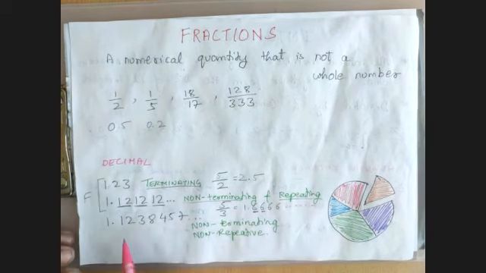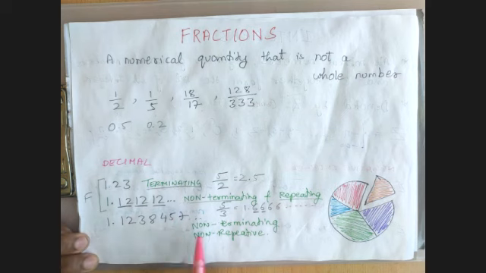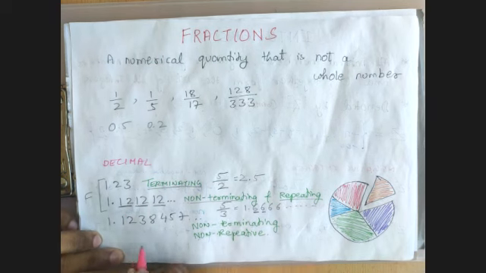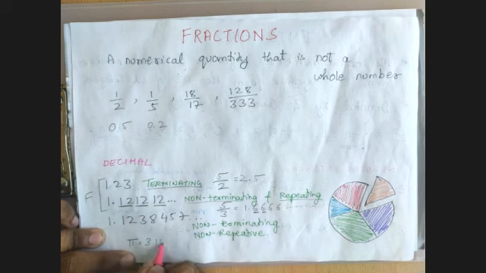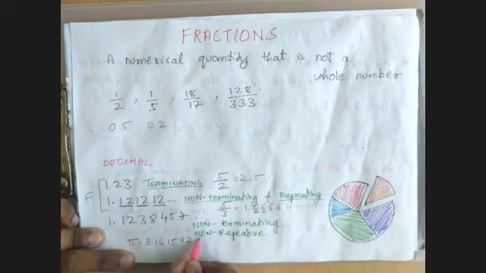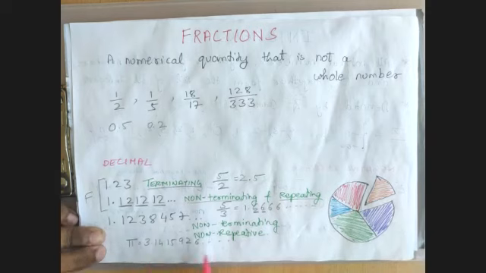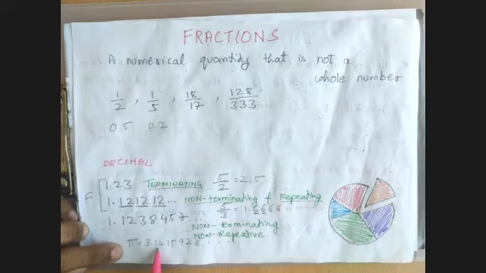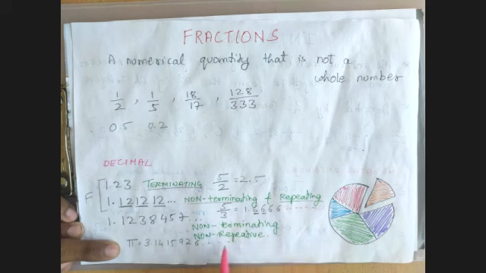But we have another type that is called non-terminating and non-repetitive decimals. For example, we have the value of pi, which is 3.1415926 and so on. It goes on until infinity. If we see there, no sequence is repeating again and again, and it does not end. So it is called non-terminating and non-repetitive.